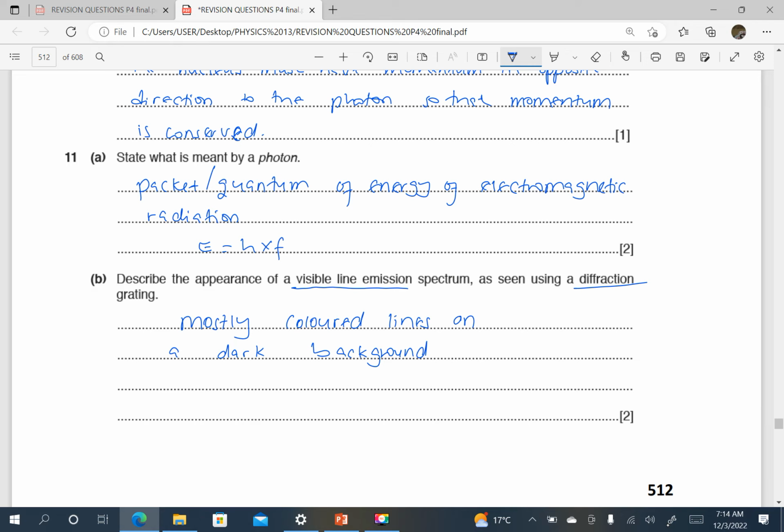Remember, in a diffraction grating, we talked about constructive interference. So these are mostly colored lines on a darker background. That is the appearance of the visible line spectrum. If it is an absorption spectrum, it is mostly darker lines on a bright background.